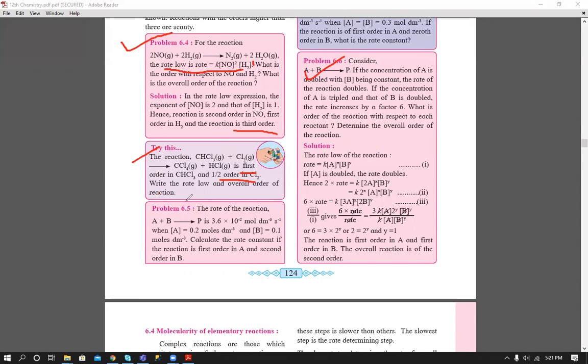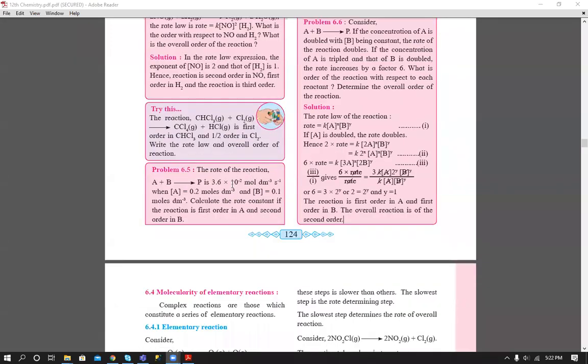Again, rate equals k, the rate constant, times the concentration of CHCl3 in square brackets with power 1, then the concentration of Cl2 with power 1 by 2. So the overall order will be 1 plus half, 3 by 2. Okay, next problem.